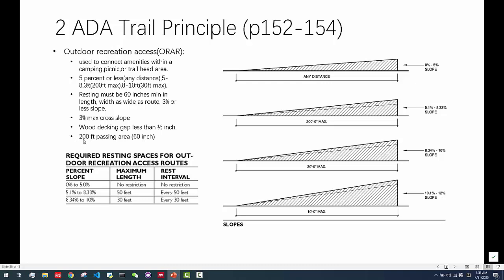And 200 feet, you should have a passing area. This is a really great rule of thumb. And when we talk about design, I don't know, when we do presentations, very few people talk about this.